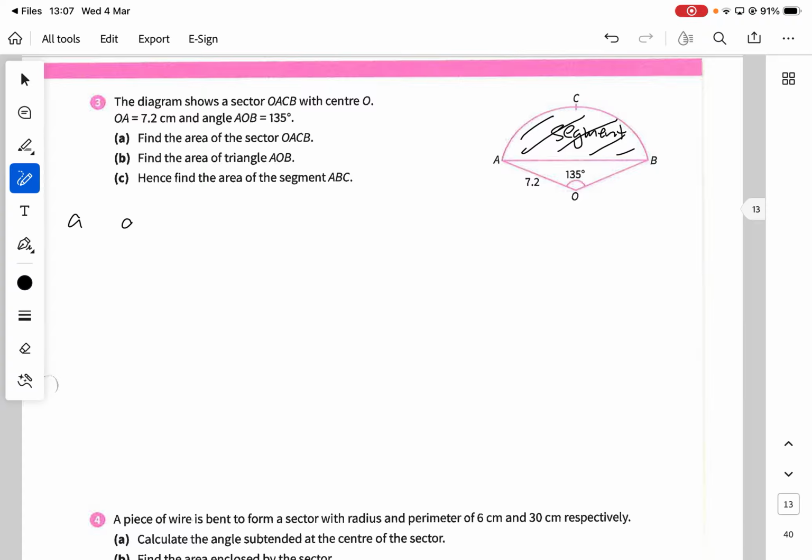Okay. So the area of the sector is 61.07256. Okay. Area of triangle AOB. This is the part where you need area of triangle equals half ab sine C, because you know this side, and you know the angle in between these two sides. So you can use half ab sine C to find the triangle area.